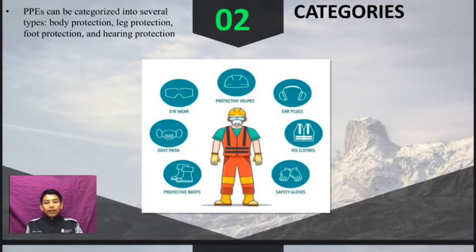Next is categories. Personal protective equipment can be categorized into several types. First is body protection, leg protection, foot protection, hand protection, and hearing protection. As you can see on my slide, there are many types of PPE that we can use to protect ourselves from danger.